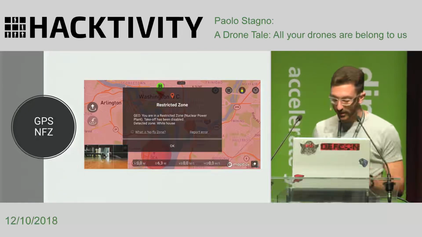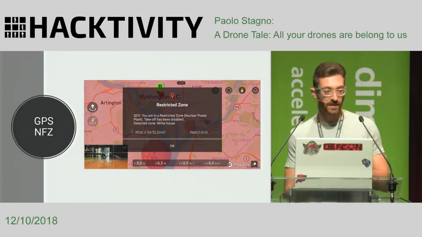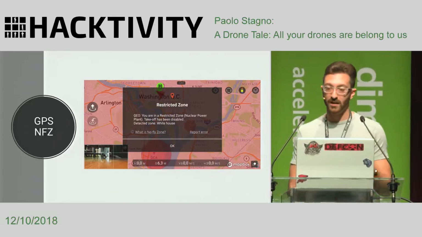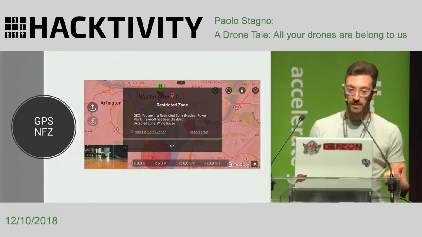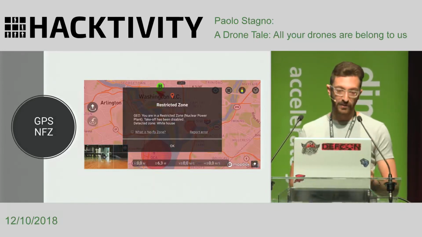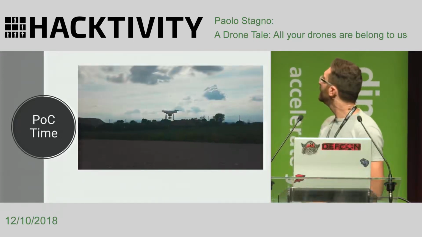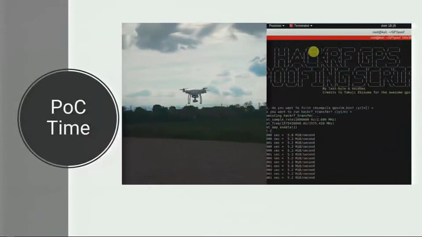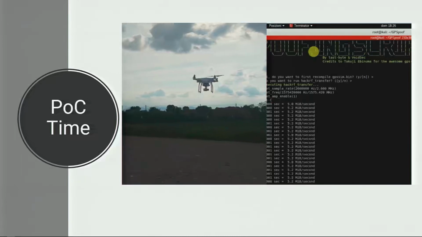But if the drone is inside a no-fly zone and we spoof a fake position, so another zone that is not a no-fly zone, the drone will be unlocked and will be able to fly. So we can counter no-fly zone with GPS spoofing, or we can counter drone setting up on-demand no-fly zone. And this is what happens if the drone is flying and we fake a no-fly zone. The drone is forced to land.